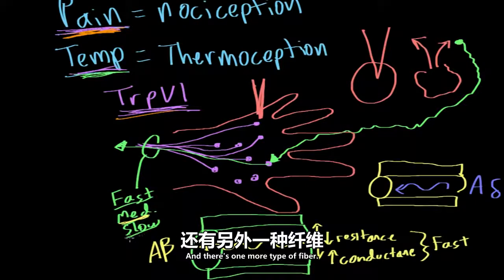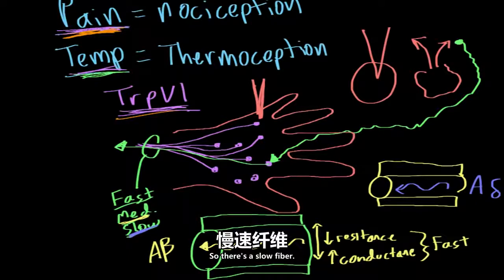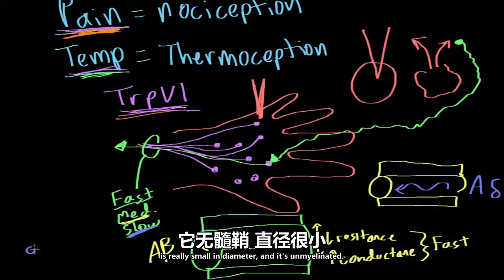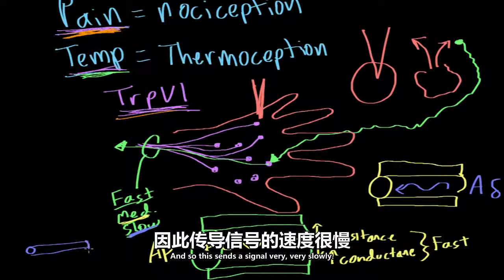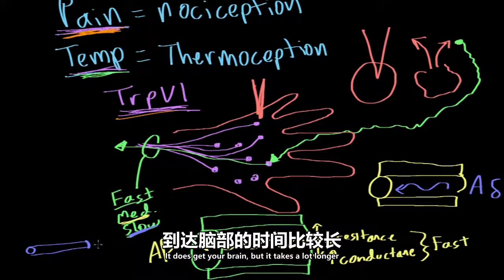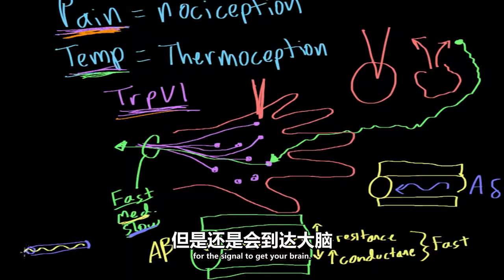And there's one more type of fiber, so there's a slow fiber. And this slow fiber, I'll draw it over here, is really small in diameter and it's unmyelinated. And so this sends a signal very, very slowly. It does get to your brain, but it takes a lot longer for the signal to get to your brain.